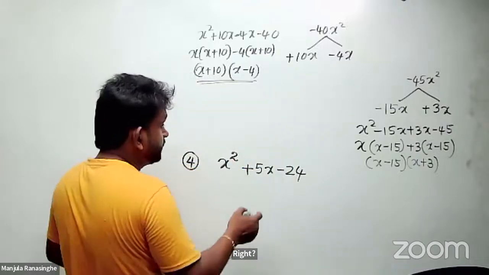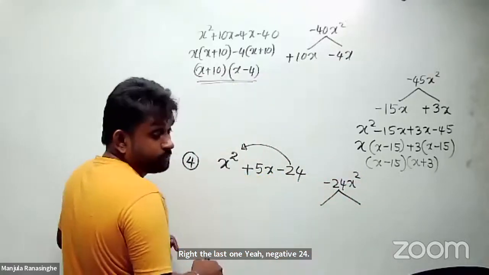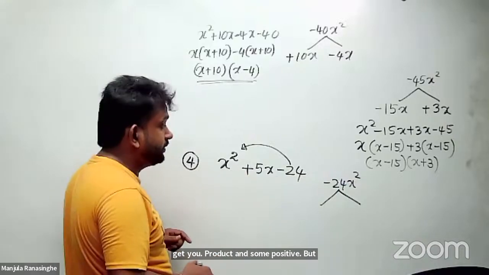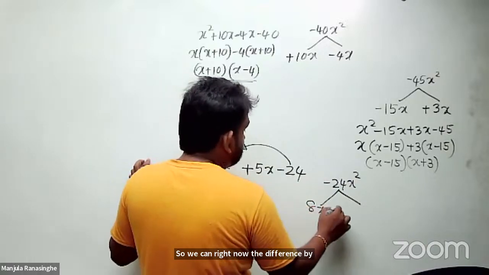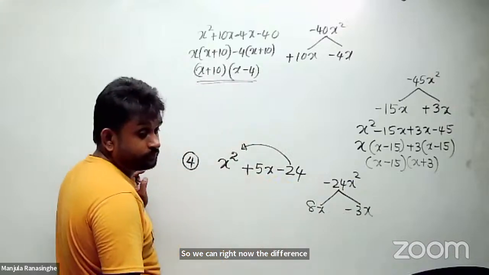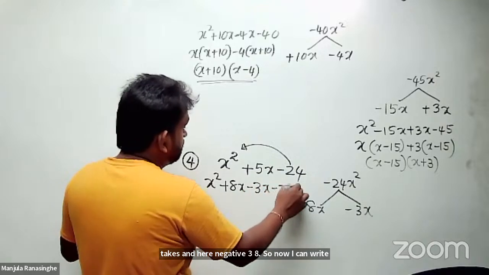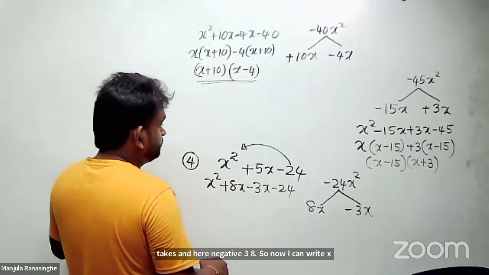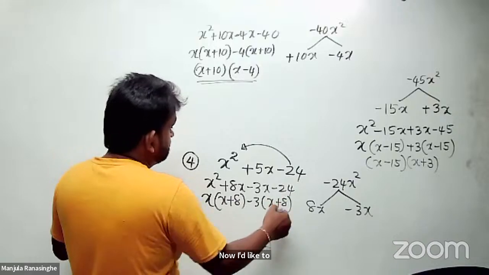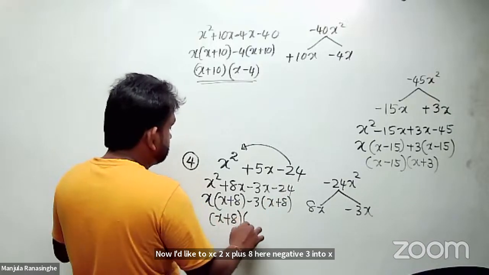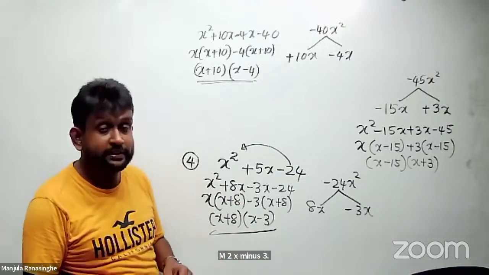Right. The last one, here x squared, negative 24. The product is negative and the sum positive. What is the pair? The difference 5, product 24. So 8x and here negative 3x. Now I can write x squared plus 8x minus 3x minus 24. Now I write x into x plus 8, here negative 3 into x plus 8. So now it is x plus 8 into x minus 3. Right. Hands up those who got all the answers correctly.